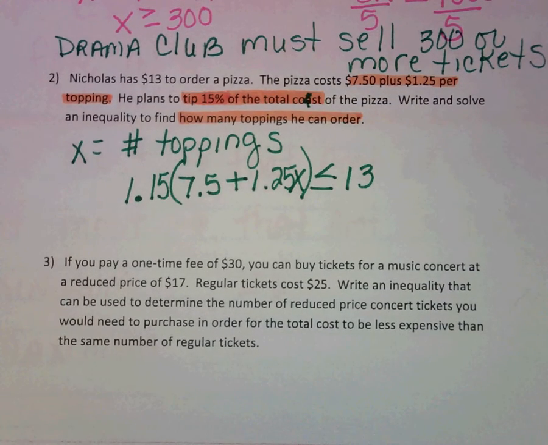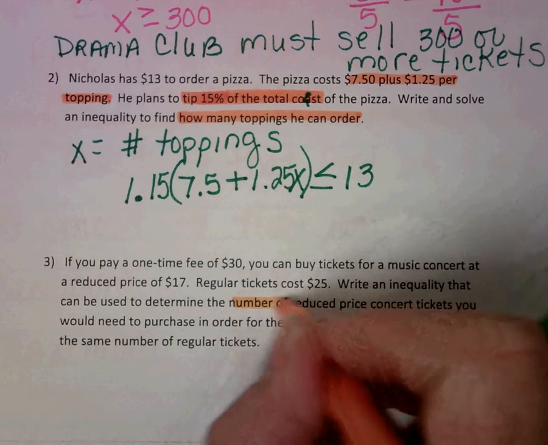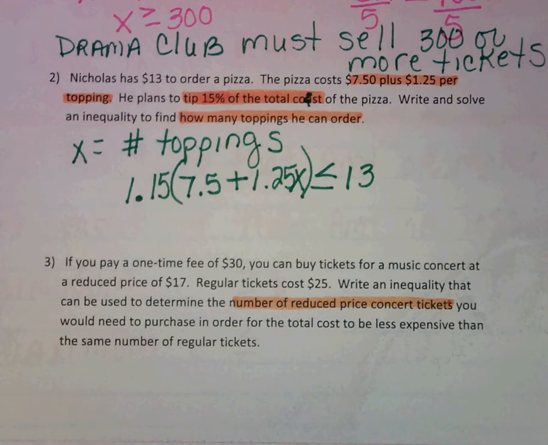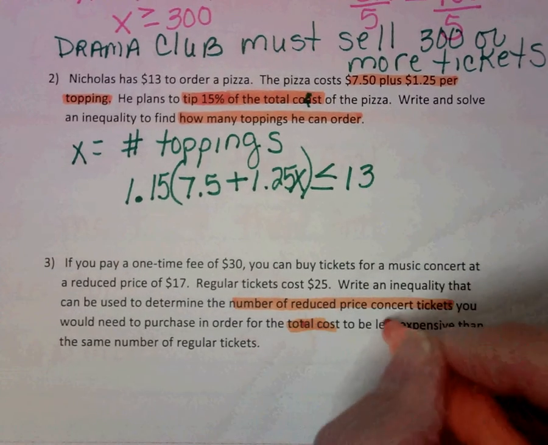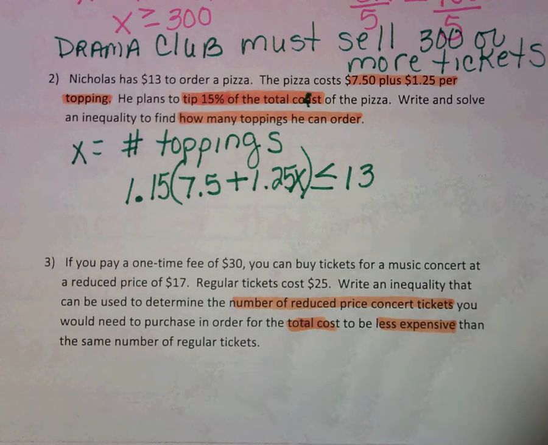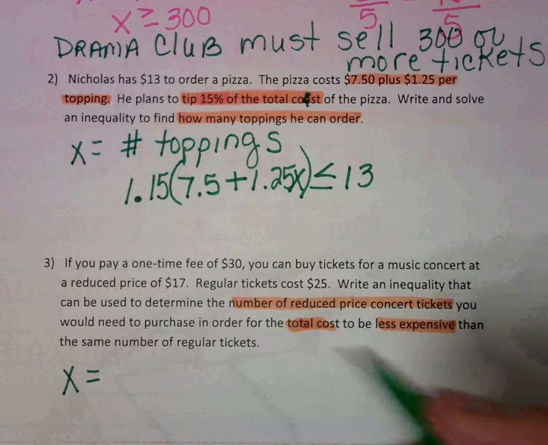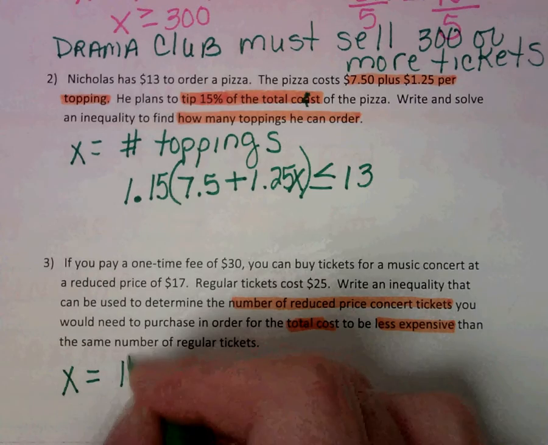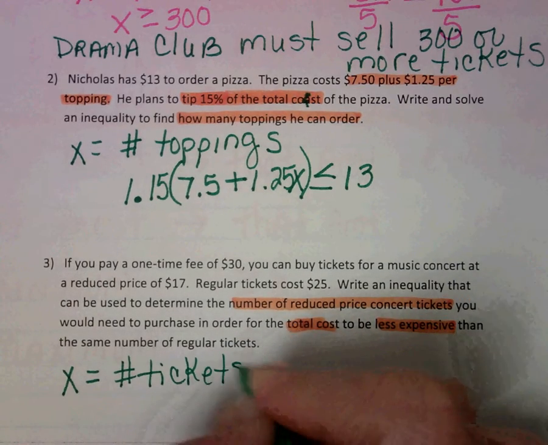On number 3, write an inequality that can be used to determine the number of reduced price concert tickets you would need for the total cost to be less expensive than the same number of regular tickets. Okay, so X is going to be the number of tickets.